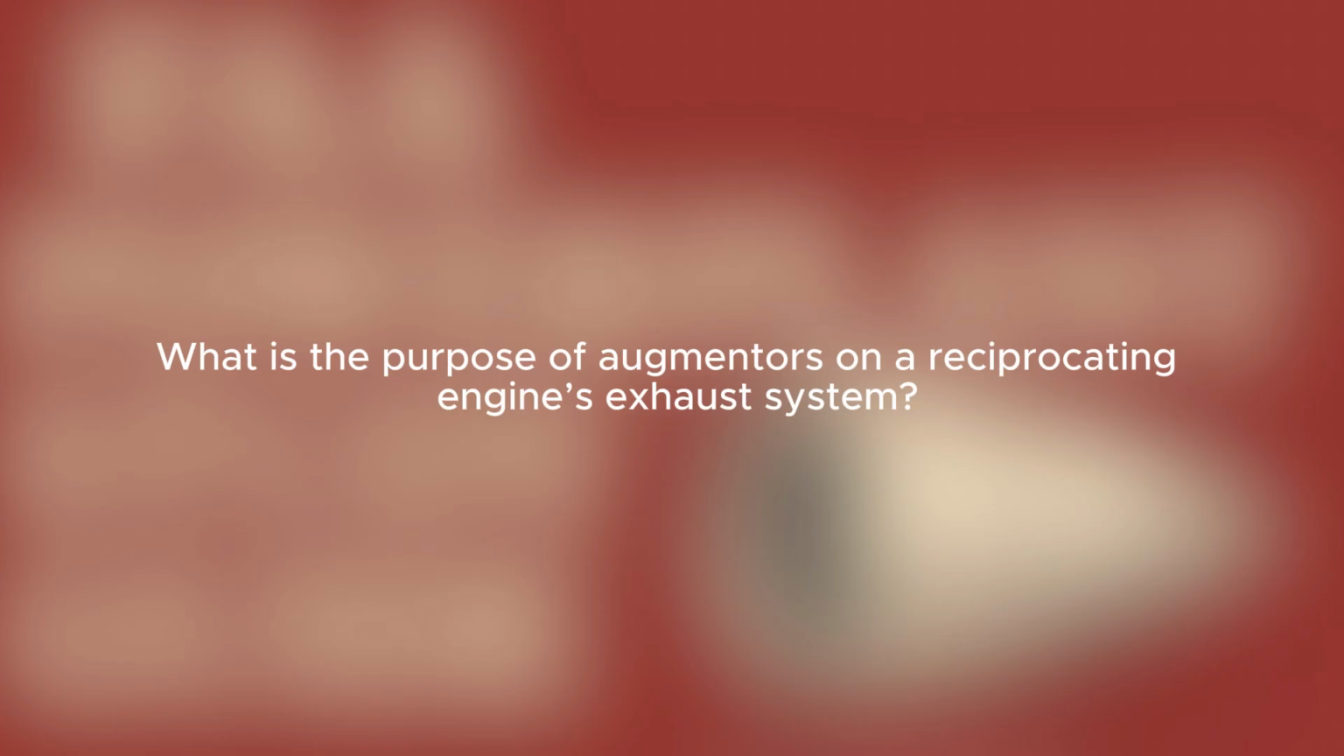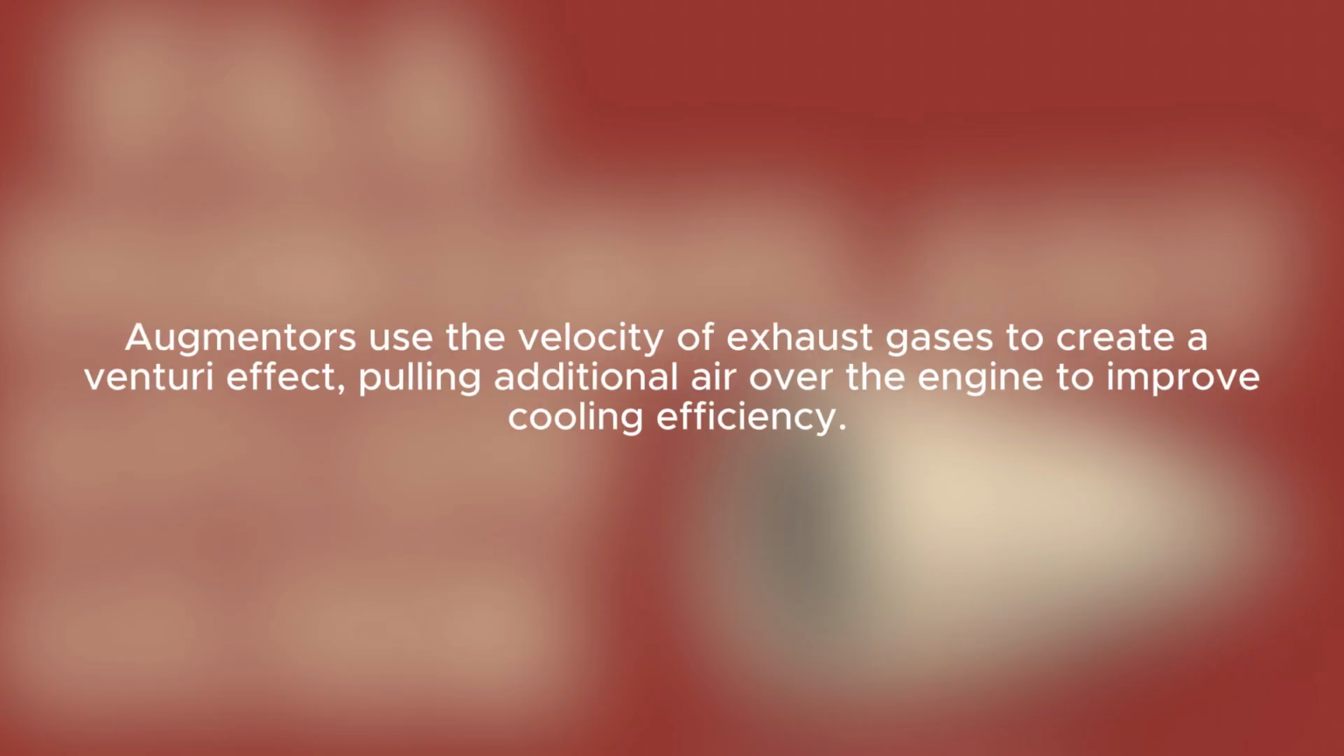What is the purpose of augmenters on a reciprocating engine's exhaust system? Augmenters use the velocity of exhaust gases to create a venturi effect, pulling additional air over the engine to improve cooling efficiency.